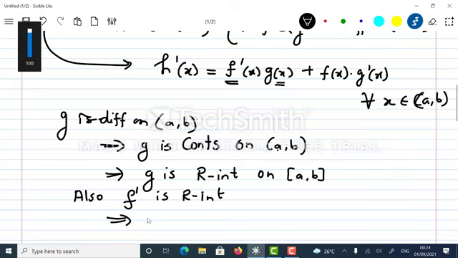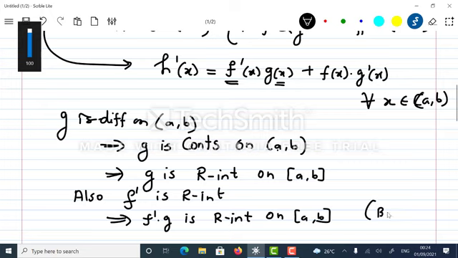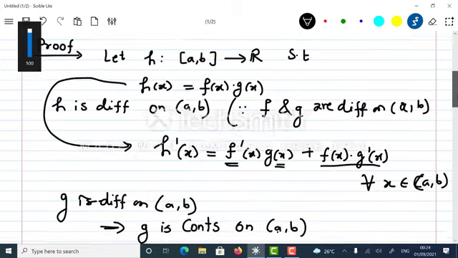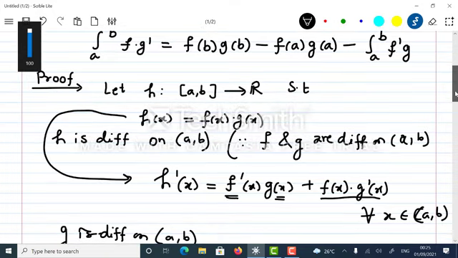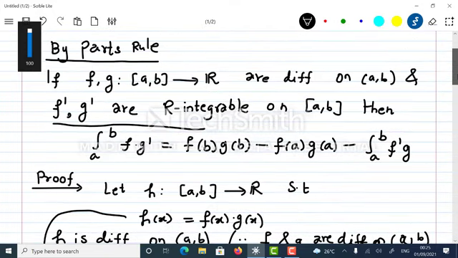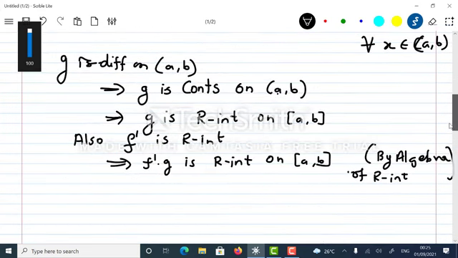So this would imply f dash into g is R integrable by the algebra of R integrability, because this result we have already proved: the product of two R integrable functions is R integrable. Similarly, f into g dash. Now we know that g dash is R integrable, and is f R integrable? With a similar technique, you can see that f is differentiable, so it is going to be continuous, so it is going to be R integrable.